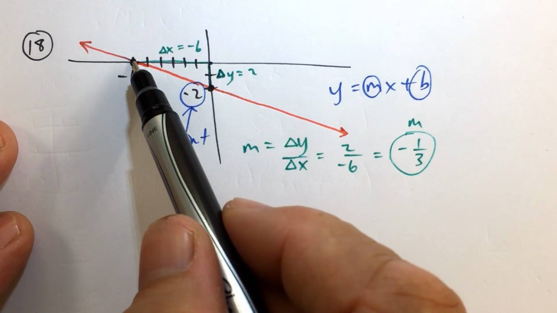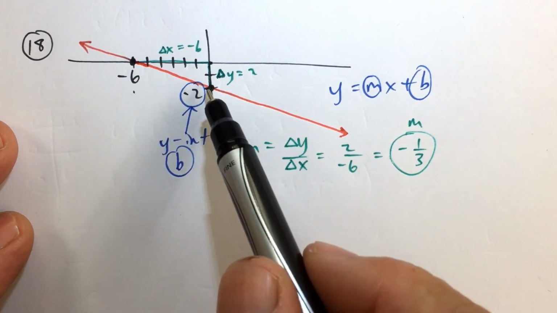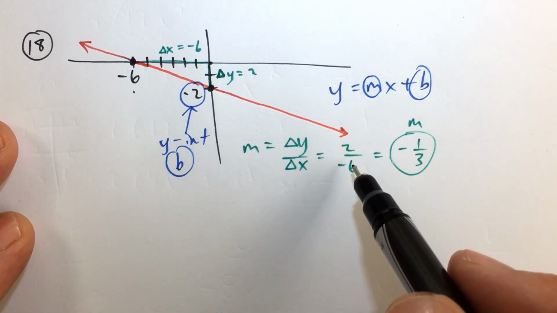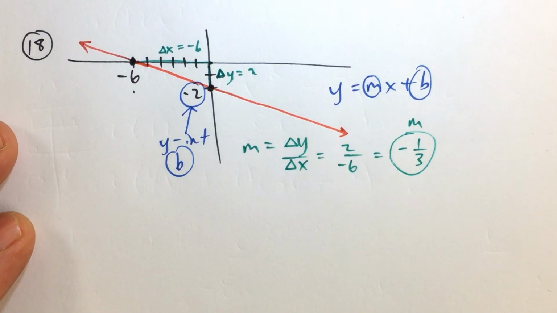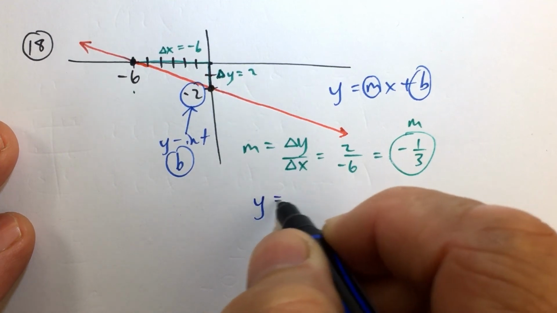Could we have started over here? Sure, we could have started at this point here. We could have gone down 2. Change in y is down 2, to the right 6, and either way we would have got negative 2 over positive 6. Either way the slope is negative. And you should be able to look at the line knowing that it's going downhill from left to right, and downhill from left to right means that the slope of the line is negative.